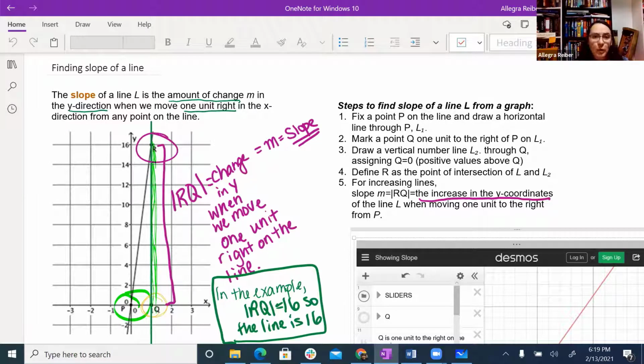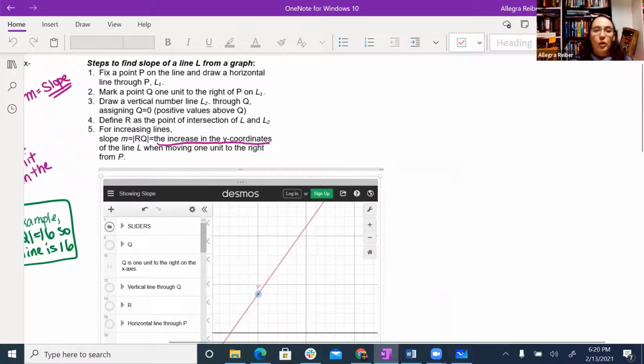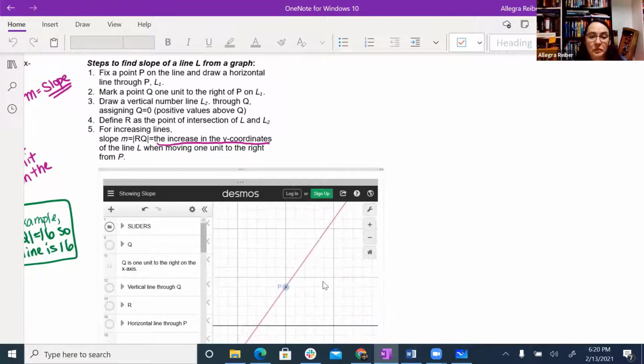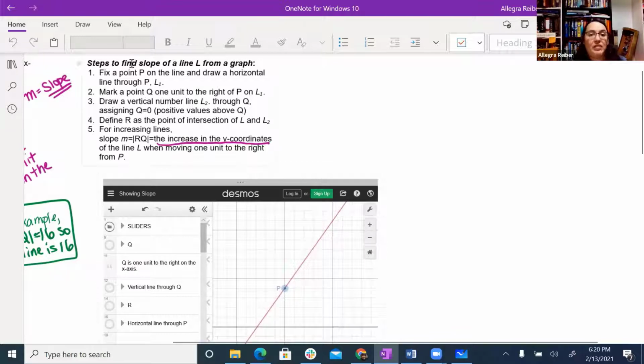Next, let's consider what would happen if our line had not passed through the origin. Well, in that case, I have to add in a small step. I have an example of a line here. You'll notice we can't even see the vertical axis. It's way over here. And I have a point P that I've marked on the line, first step. But now, since I'm not on the x-axis, I'm going to put in a horizontal line through P. So I'm going to put that line in, and I'm naming that line L1.